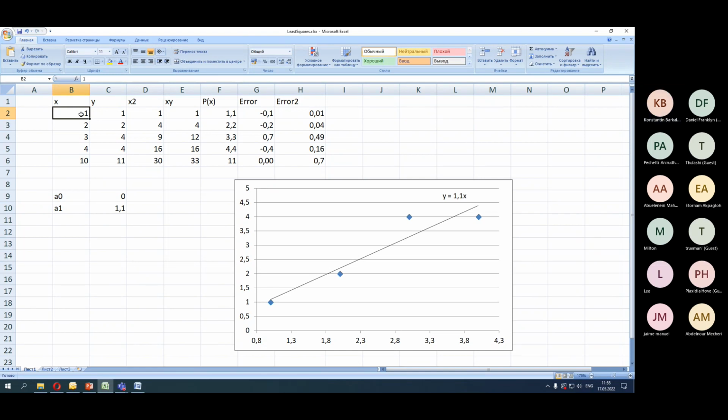This column corresponds to x: 1, 2, 3, 4. And the last row is the sum of x's. Then Y: 1, 2, 4, 4, and the sum of y.